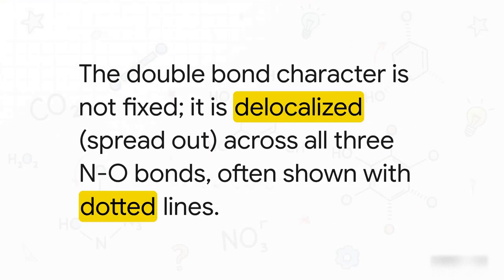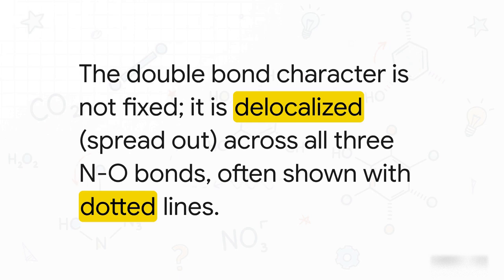So the big idea here is delocalization. That extra bond, that pi bond, isn't stuck between nitrogen and one oxygen. It's smeared out. It's shared equally across all three of them. That's what those dotted lines represent. And this spreading out of electrons, this delocalization, makes the molecule way, way more stable than any single one of our drawings would suggest.